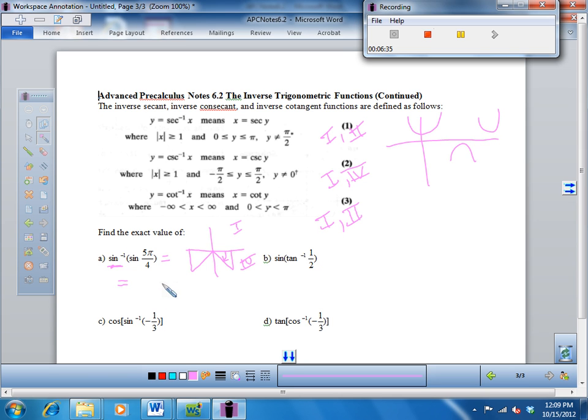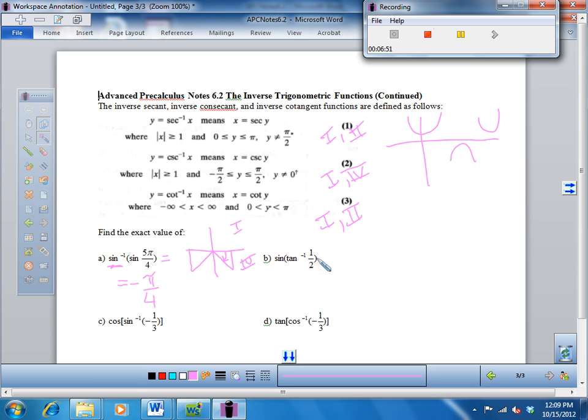Negative, not negative 45. Negative pi over 4. Okay? Negative 45 or negative pi over 4. You understand that? So even though, because the range of this function is different than the range of this function, you have to jump over here to find values that are okay for inverse sine, okay?